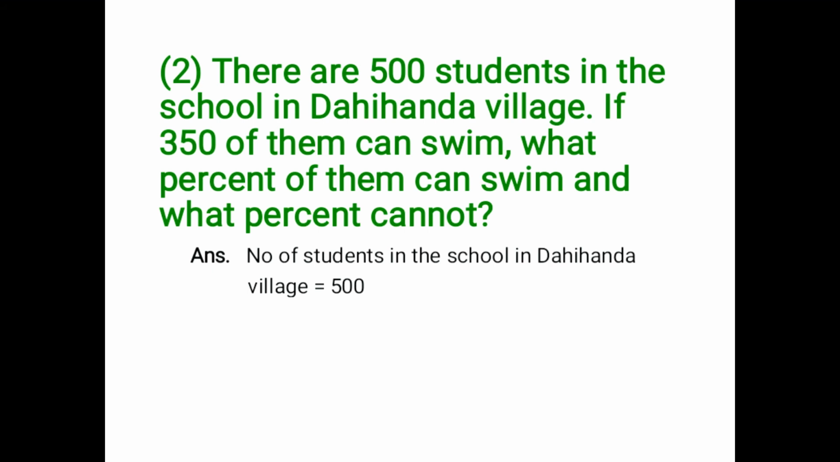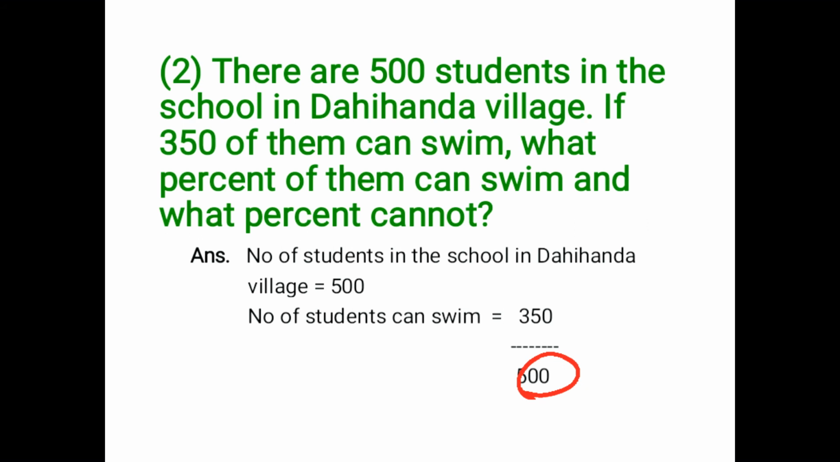Here, how many percent of students can swim? You have to find the percentage afterwards. So the second statement will be number of students who can swim is equal to 350 upon 500. Out of 500, 350 of them can swim, and the remaining students out of 500 cannot swim. That you can subtract, or you can do another method. 500 minus 350 will give the answer 150. Then the remaining 150 students cannot swim.